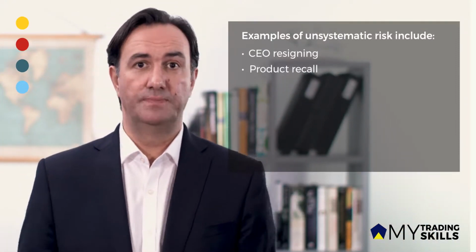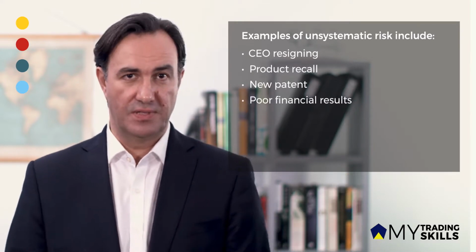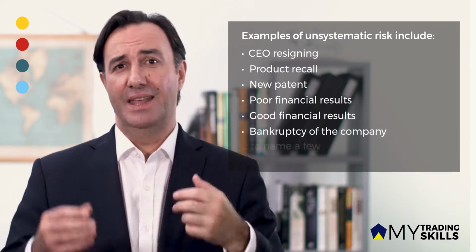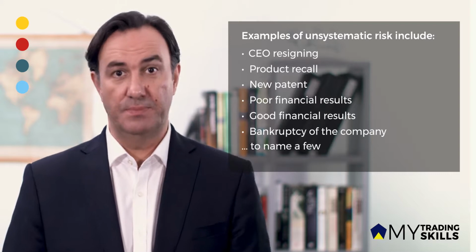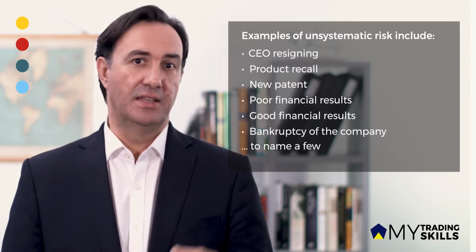Certainly, some examples for individual company shares might be the resignation of a CEO, a product recall, a newly approved patent, a poor set of financial results, a good set of financial results, bankruptcy, and anything that impacts the price of that particular security and not those in the wider market. Again, this is not an exhaustive list. Okay, so systematic risk affects the entire market and unsystematic risk affects individual securities.